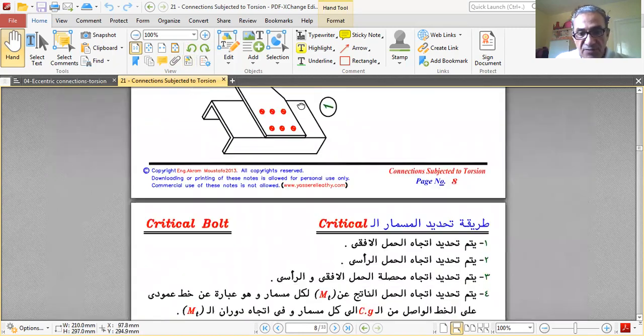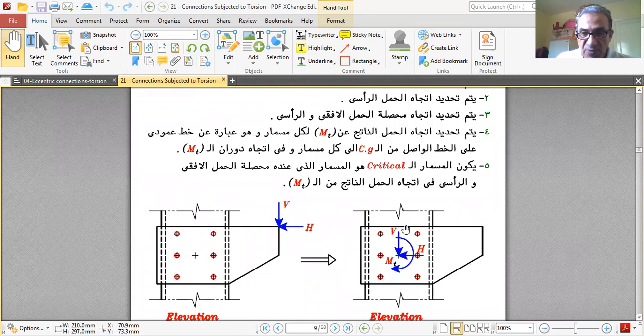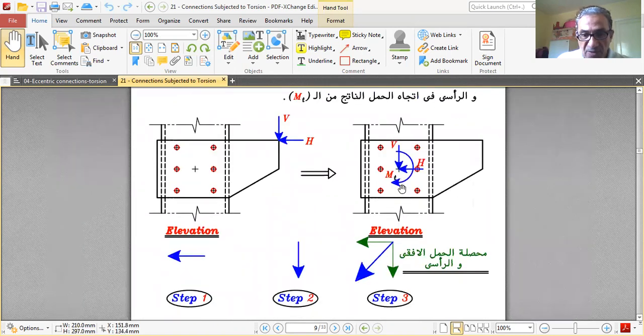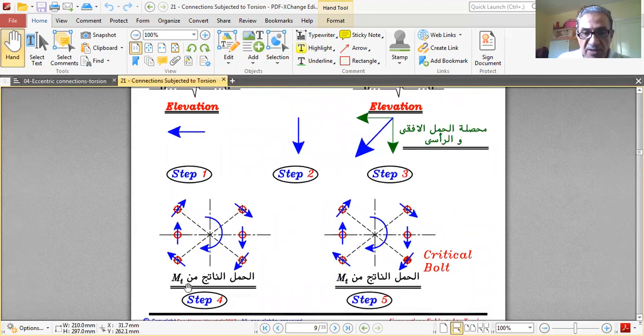And then let's just review the critical bolt before we move to chapter 5. If we have the same connection that we have here, with B and H at the tip of the bracket, and the CG of the bolt group is over here, the loads are transferred as B, H, and moment. Okay, so this is step one. Step two is to transfer. Step three is to get the resultant on the bolts.